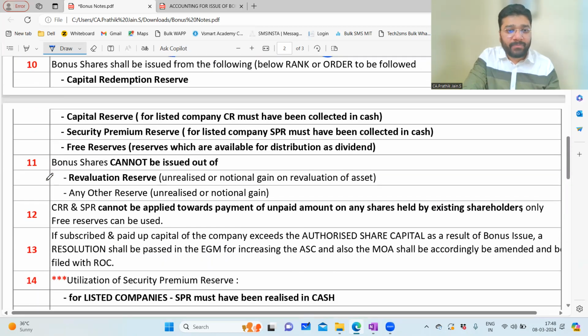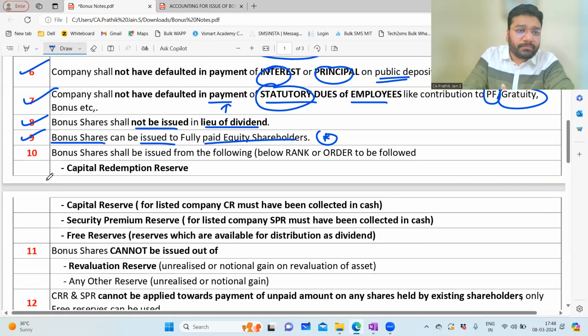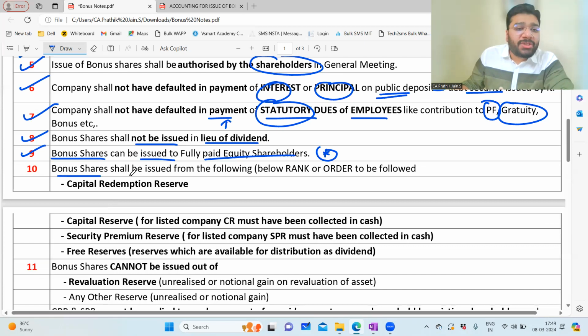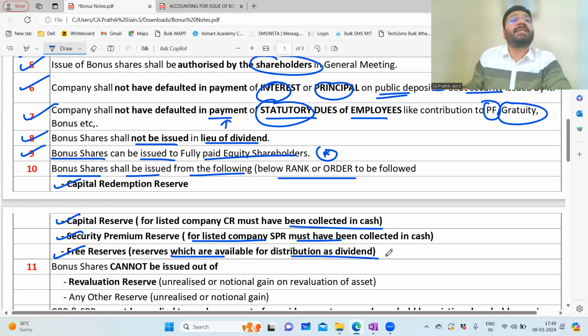Yes, sir. Whatever we are discussing is all yesterday's points. I'm just trying to recollect it. So bonus shares shall be issued from the following, and the following rank and order has to be followed. First is capital redemption reserve. Second is capital reserve. It has to be collected in cash. Securities premium reserve, same. For a listed company, it must be collected in cash. Free reserve means the reserve that is available for distribution as dividend. Example, general reserve, P&L balance and surplus. Very good.